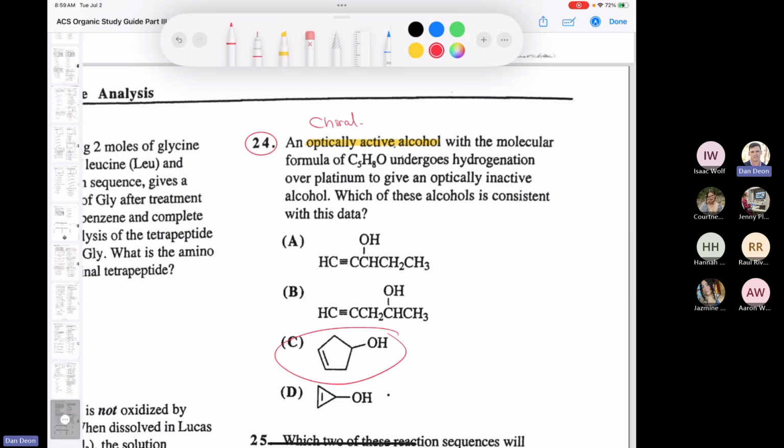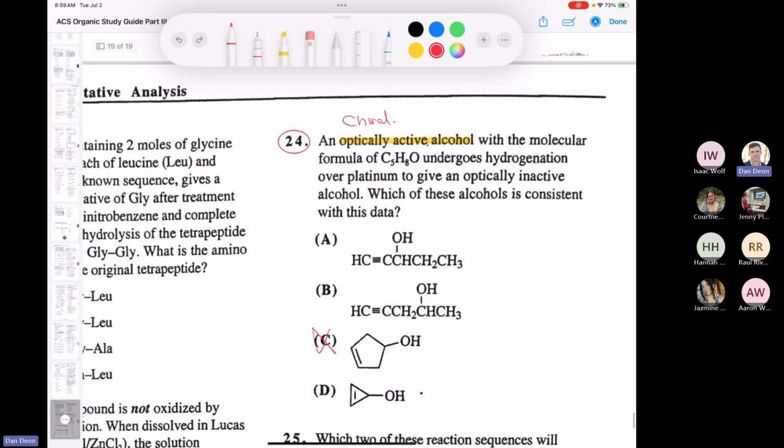And I'm not trying to fool you. It's not a chiral compound, right? There's no chiral center in there. So right away you can start eliminating this. What about D? Is that a chiral compound? Does that look chiral? Absolutely not. Right? Scratch that off too.